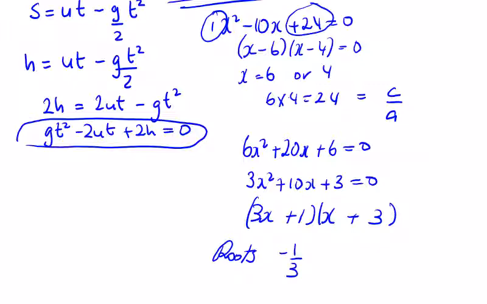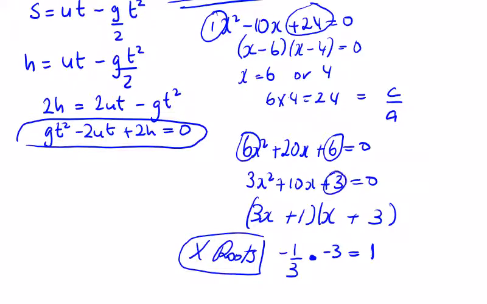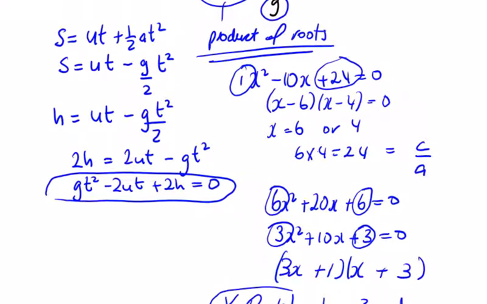minus 1 over 3 and minus 3. And if I multiply, I'm going to say the product of the roots here, minus 1 over 3 by minus 3 is equal to 3 over 3, which is equal to 1. And if we look here, 6 over 6 is equal to 1, and 3 over 3 is equal to 1. So the product of the roots is equal to c over a always.